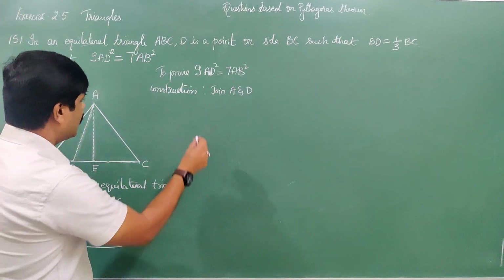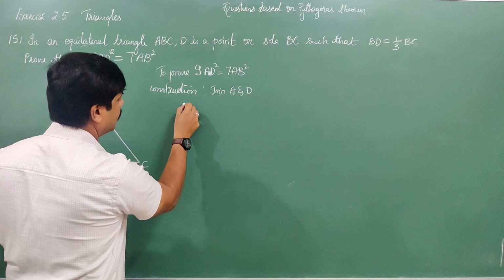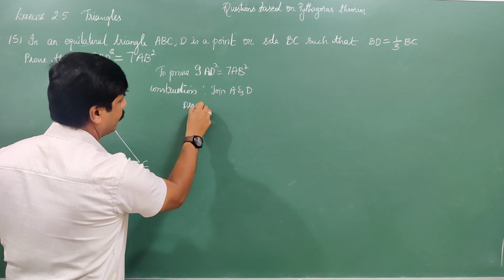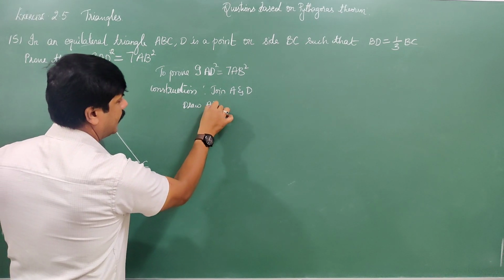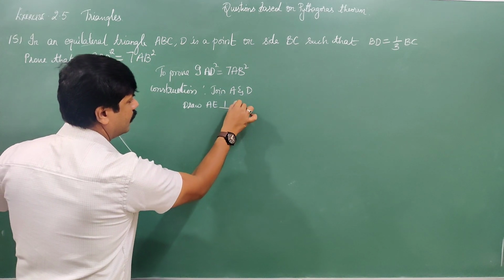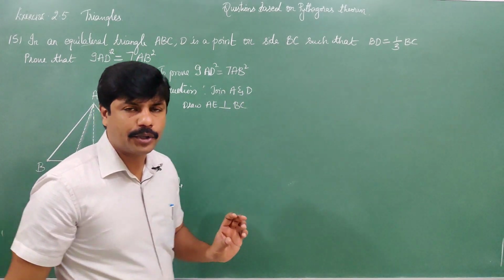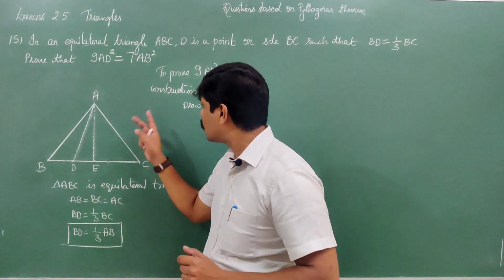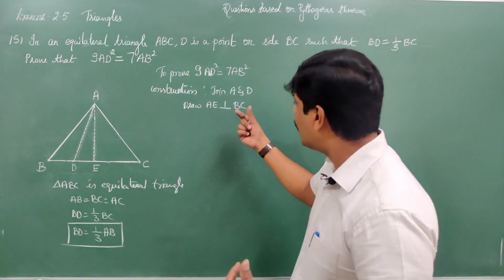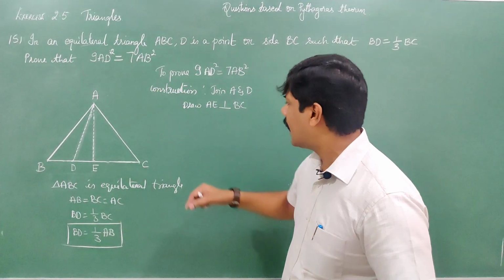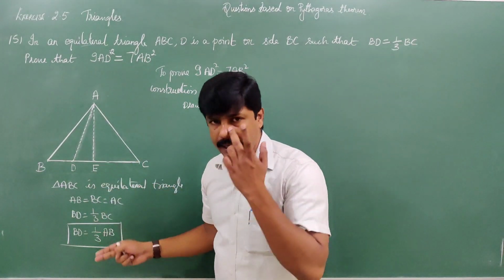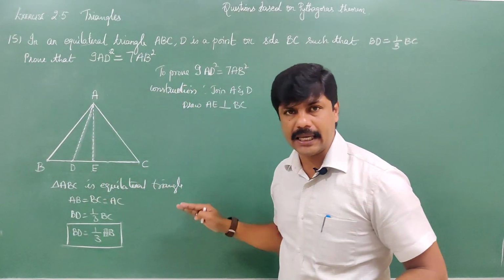And also draw AE perpendicular to BC. AE perpendicular to BC. Okay, so here two constructions we have to make. We should join A and D, that is AD, and draw AE perpendicular to BC.